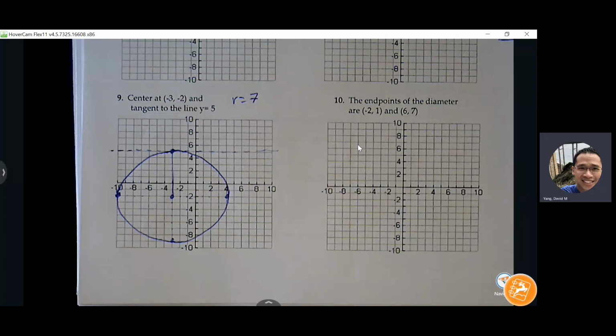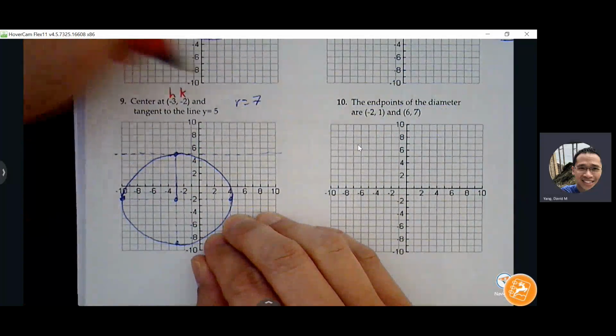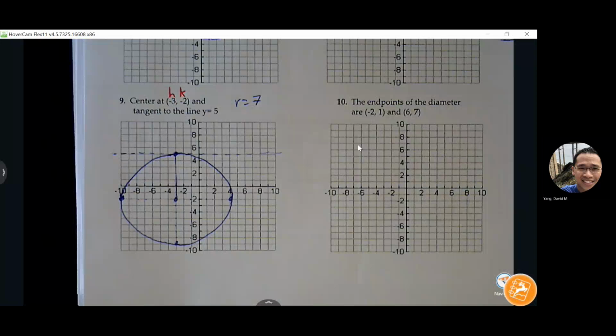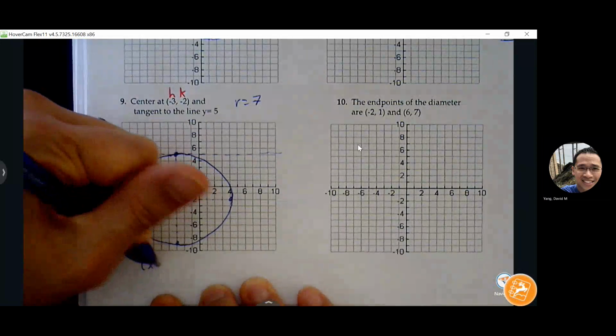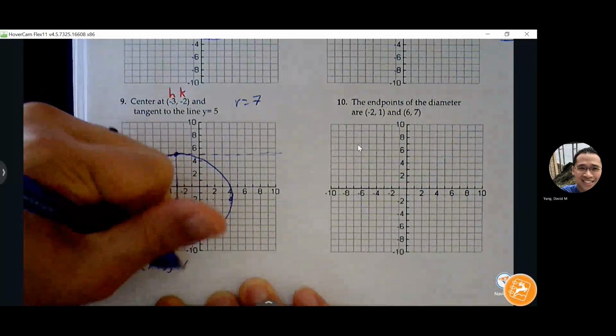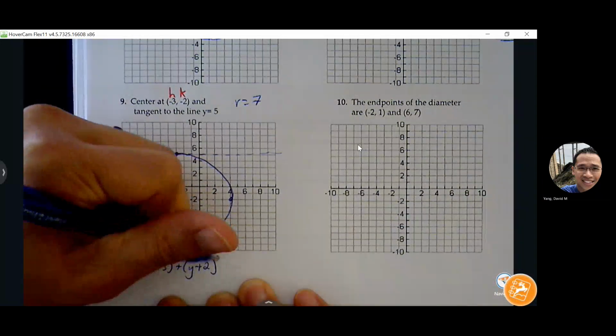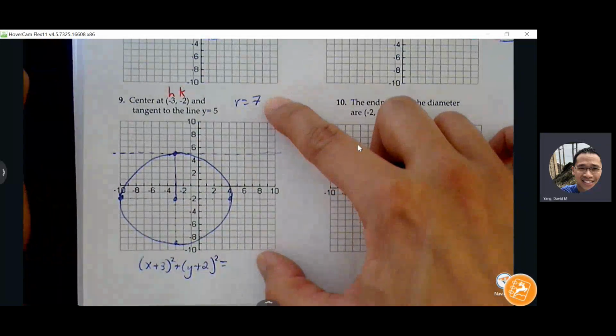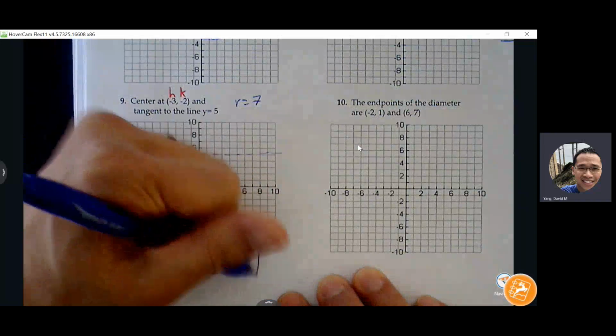Okay, let's write our equation. We have our h, k, we have our radius, equals r squared. 7 squared is 49. Is my equation.